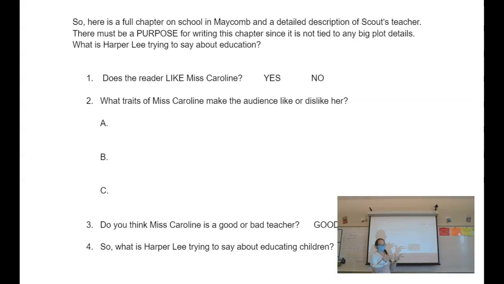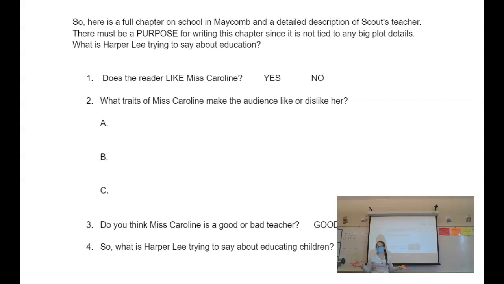Yeah, Tyler, what made you dislike her right off the bat? She sees her way as the only right way. Okay, good point. She sees her way as the only right way, and specifically what situation pops up where she is unwilling to see that there's another way? Scout learning to read. Yeah, she literally scolds a first grader for being able to read.